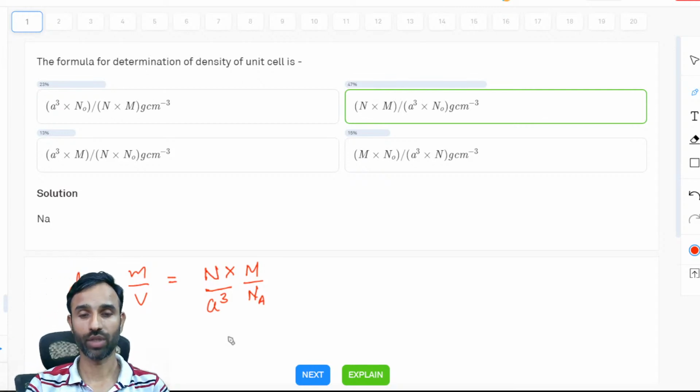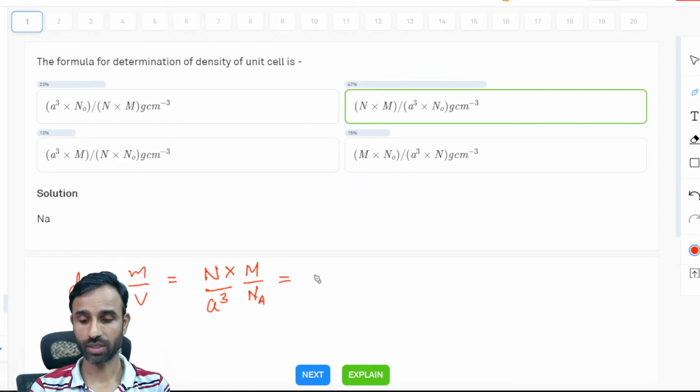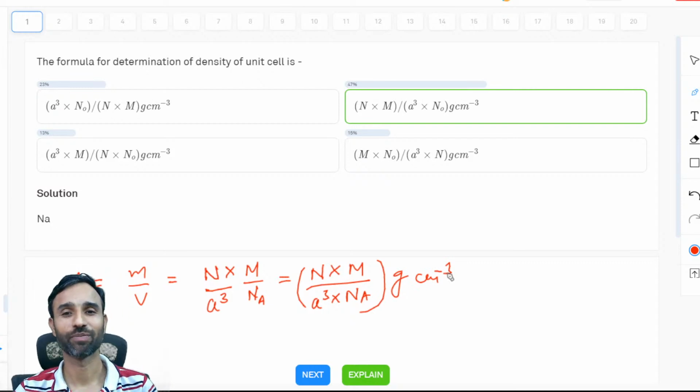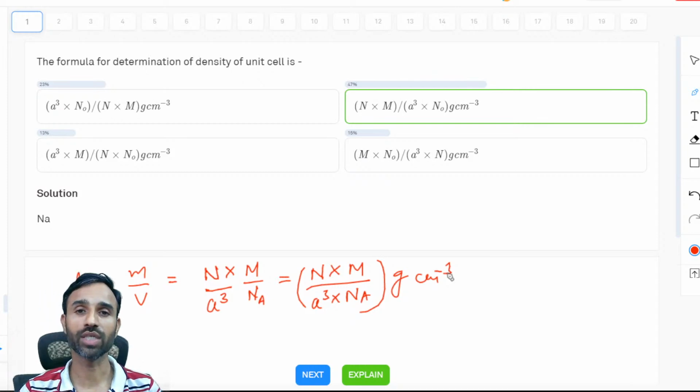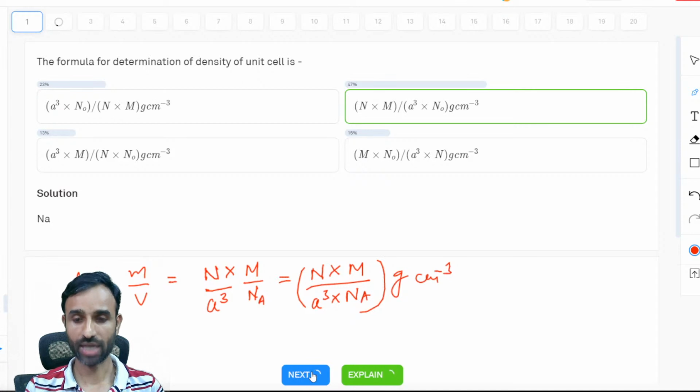Okay. So in this way, it is capital N into capital M over a cube into Na gram per centimeter cube. That's it. So it should be N into M. M is molar mass, and N naught is Avogadro's number. And then, so next question.